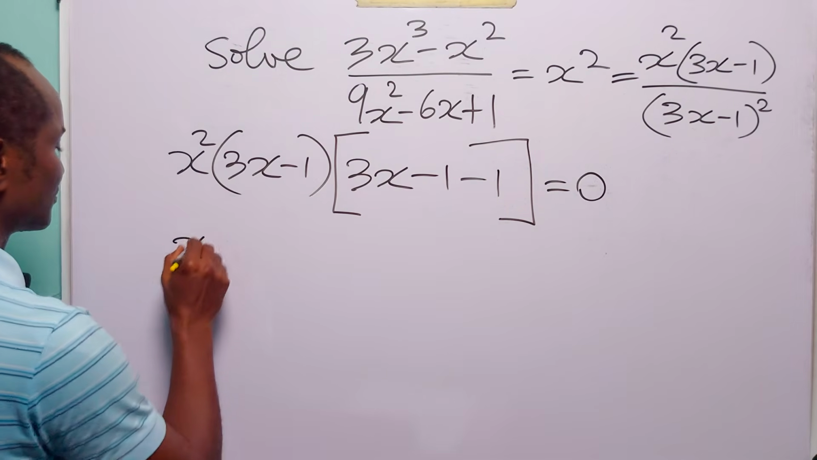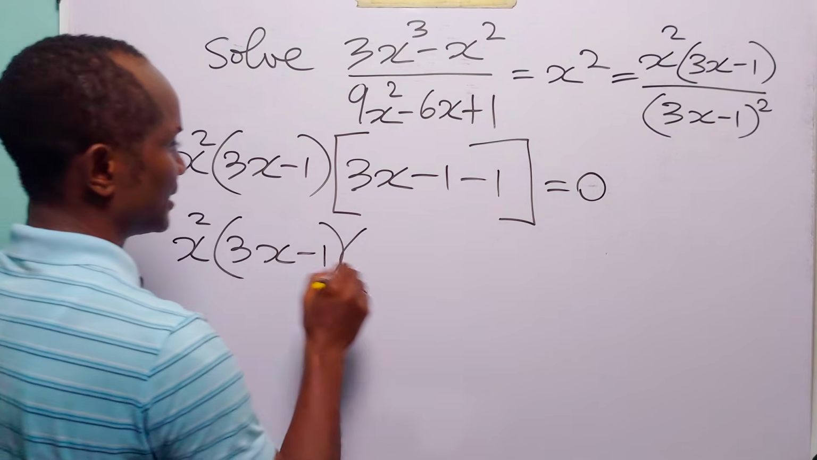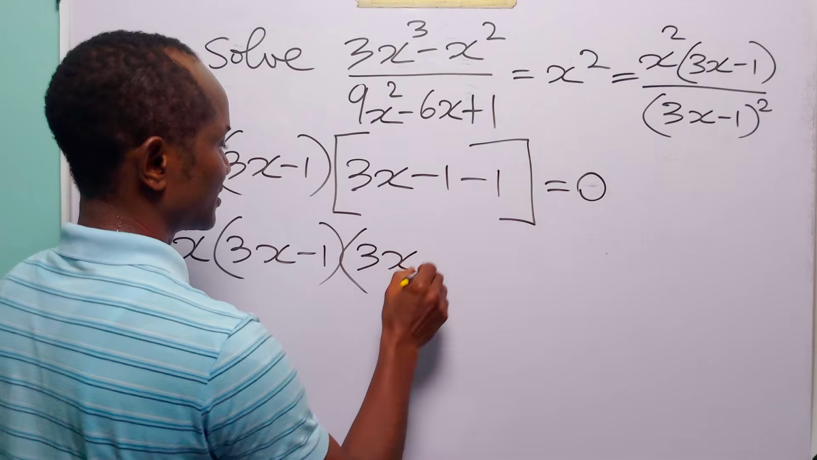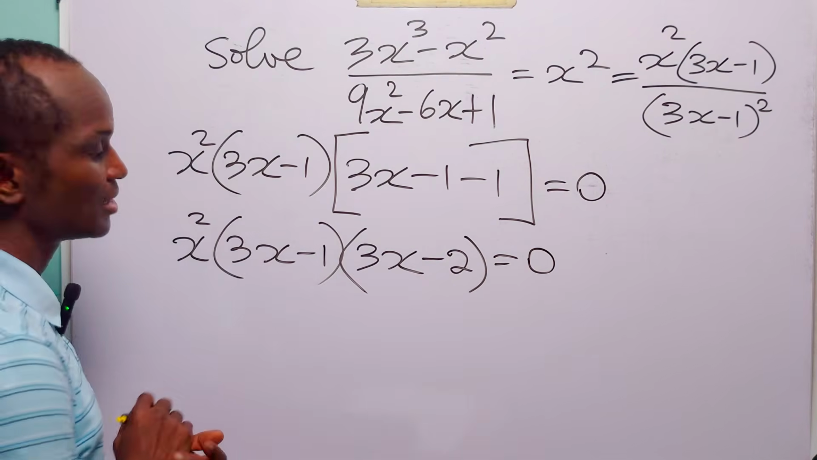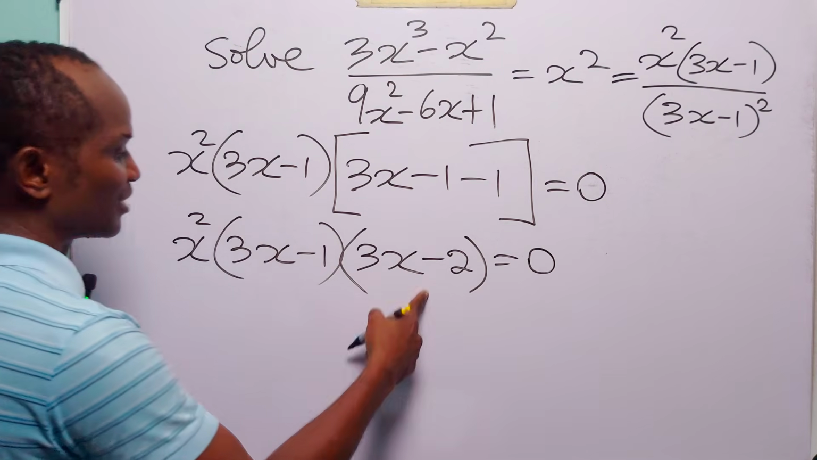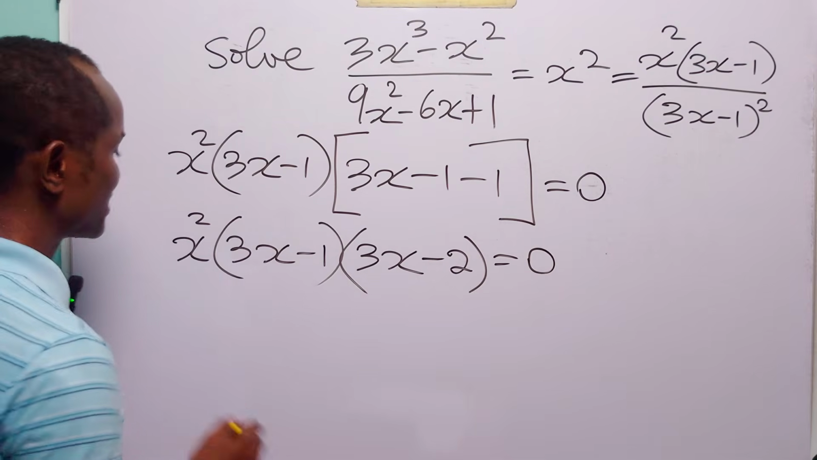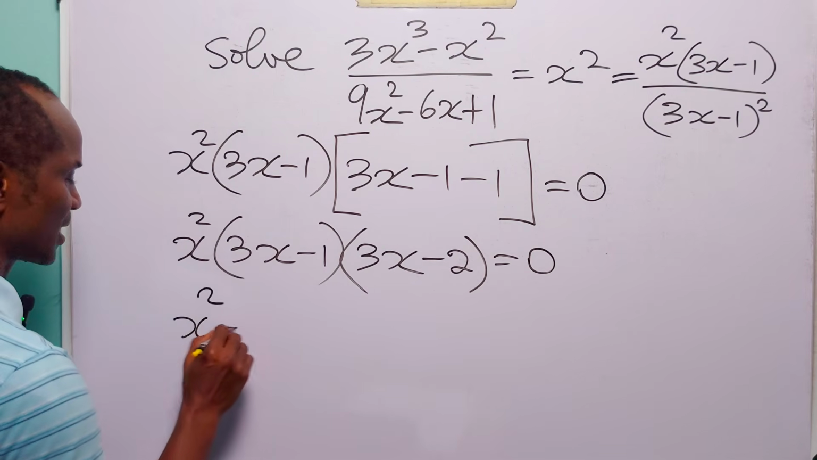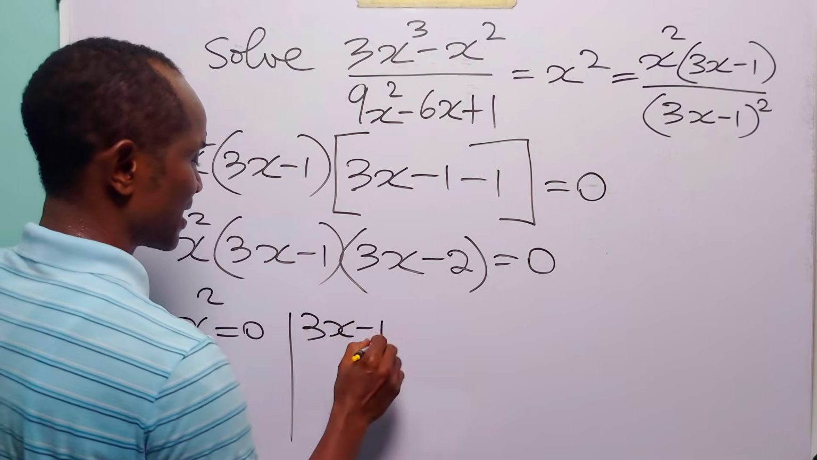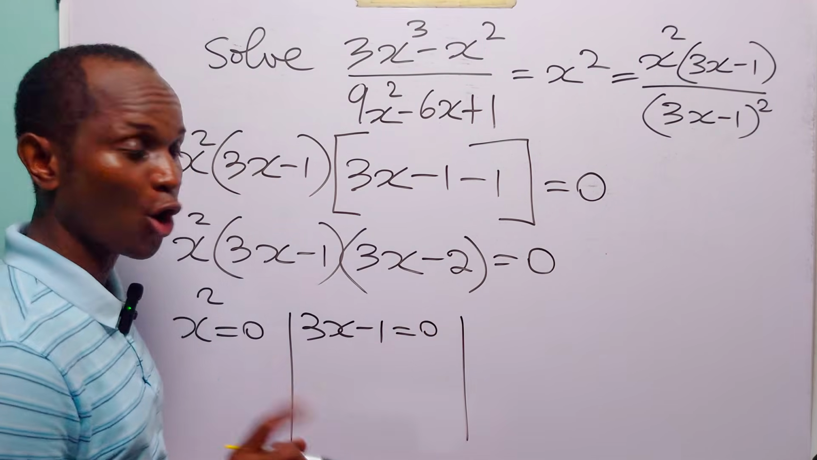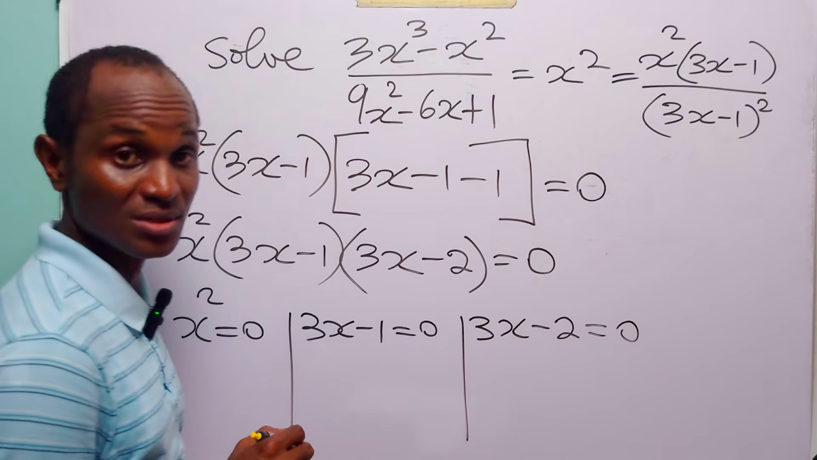Now, from here, we have x squared times 3x minus 1 times 3x minus 1 minus 1, which is 3x minus 2. And of course, this is equal to 0. Now, you can see that we have the product of three items being equal to 0. So this means that either x squared is equal to 0 or 3x minus 1 is equal to 0 or 3x minus 2 is equal to 0.